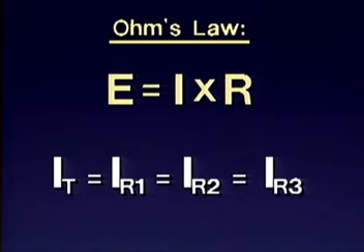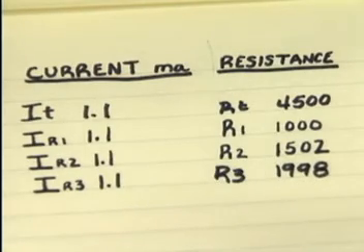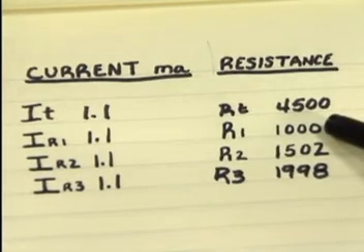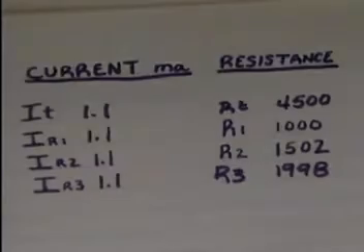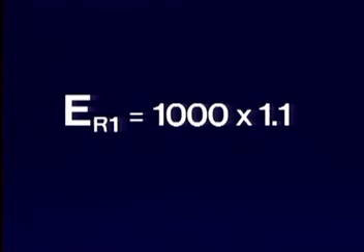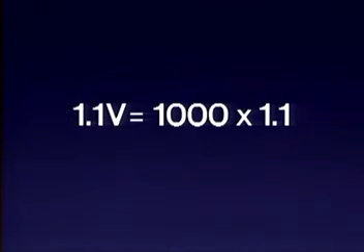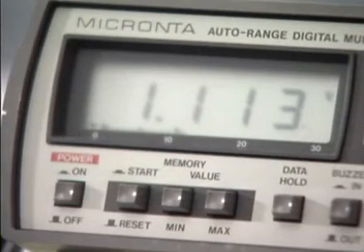Therefore, since current is the same through each resistor, as the resistance increases, the voltage drop across the resistance also increases. For example, R1 has a resistance of 1,000 ohms. The current is 1.1 milliamps. Therefore, ER1 equals 1,000 ohms times 1.1 milliamps, or 1.1 volts. When you measured ER1, the meter read 1.113 volts, which is within tolerance.